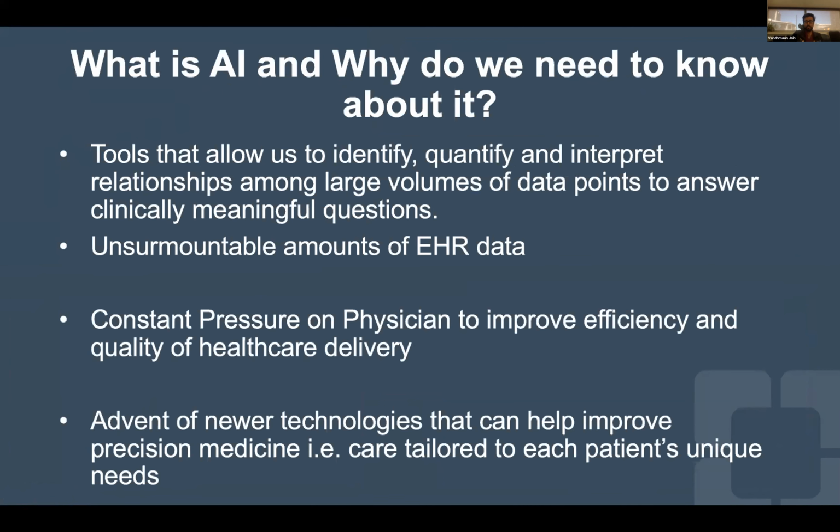So AI and machine learning are two words that are used kind of synonymously. But if you would really like to be granular, then artificial intelligence really just focuses on how the computer-generated algorithm can learn from data and give meaningful results, and machine learning is the tool that artificial intelligence leverages to do that. But for all practical purposes, we can use them synonymously. So essentially, it helps us identify, quantify, and interpret relationships within large volumes of data.